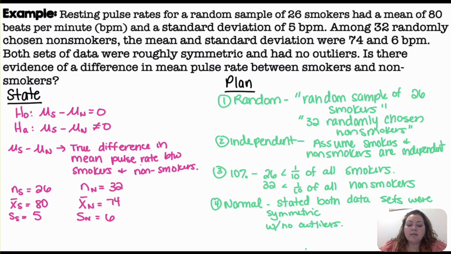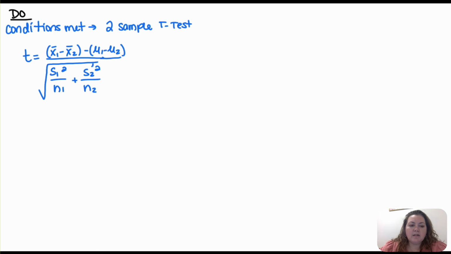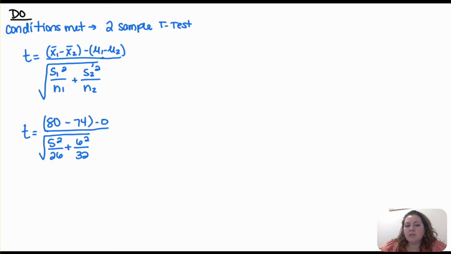Normal: it was stated that both data sets were symmetric with no outliers, so we can assume normality. All right, the conditions were met, so we're doing a two-sample t-test. Do: we get our test statistic, which is statistic minus parameter over the standard error of our statistic. When I plug the numbers in, mu1 minus mu2 equals 0 because that's what we're testing, and I get a t-score of 4.154.